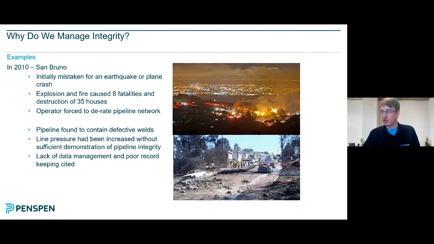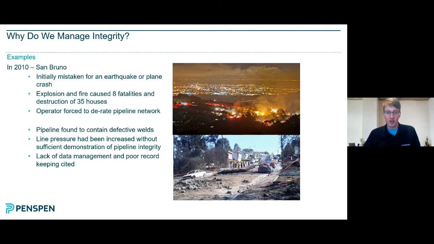Again, there were some significant knock-on effects here. The operator was challenged by the regulator and couldn't put forward any rational argument as to how they demonstrate the integrity of their pipelines, so they were forced to operate with their entire network at a derated pressure, which had a huge knock-on to revenue. It had a massive knock-on on their share price as well, wiped off $1.5 billion.